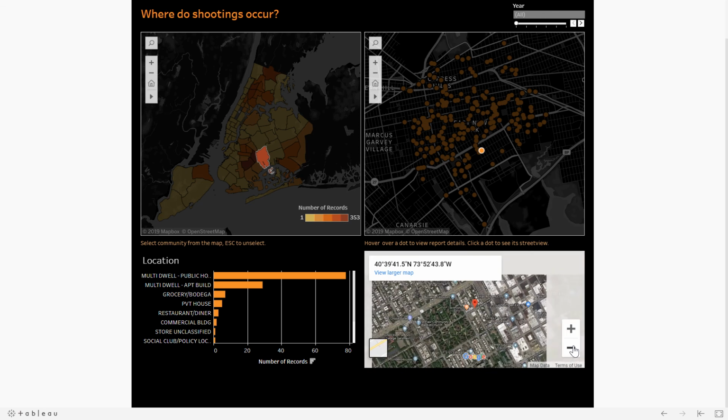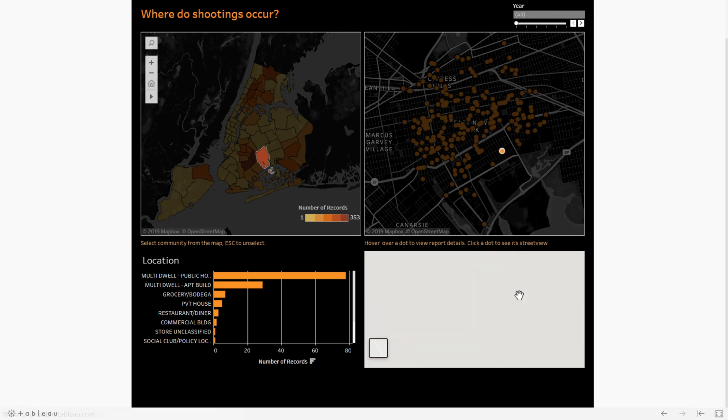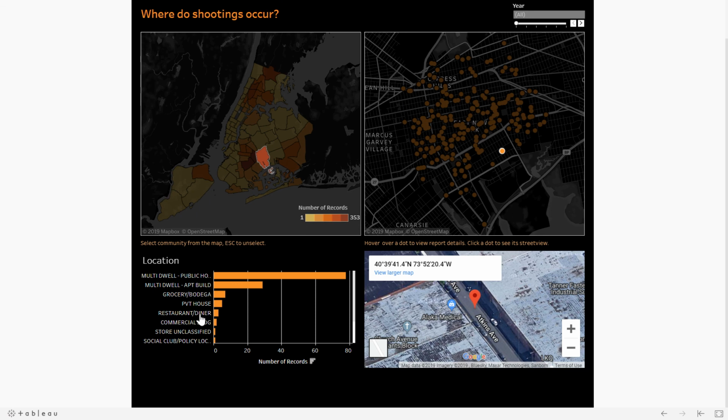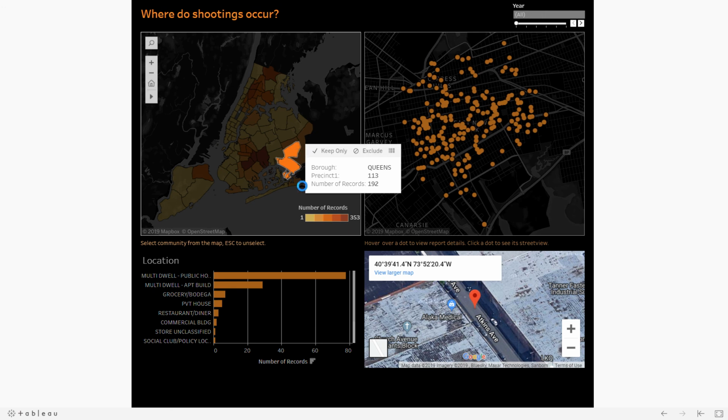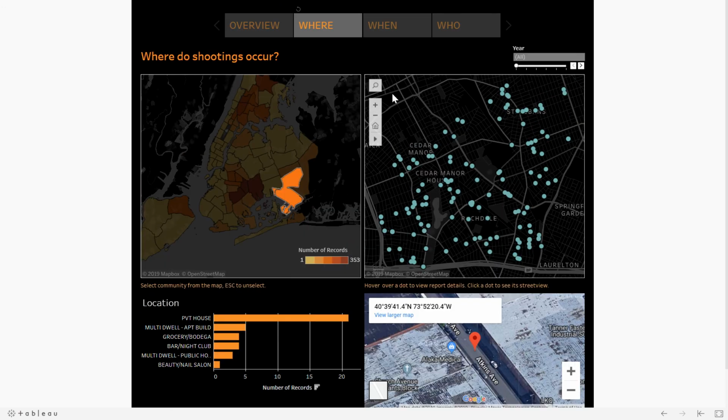We can zoom in or zoom out to see what it looks like. Is it a residential or commercial district? We can check other points to see. And in this neighborhood, we can also see the locations. Most crimes occur in public housing and apartment buildings, then grocery stores and private houses. So in this dashboard, we can choose the neighborhood you would like to explore.